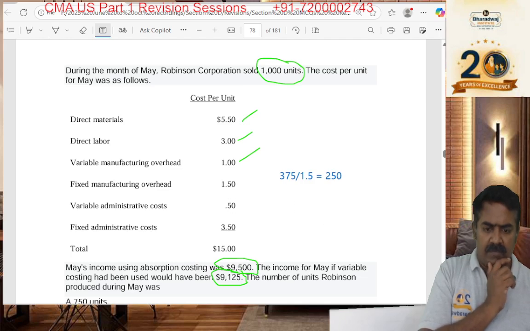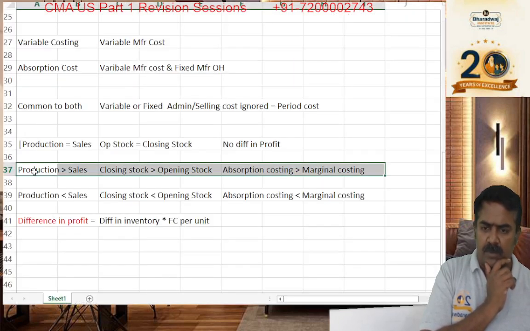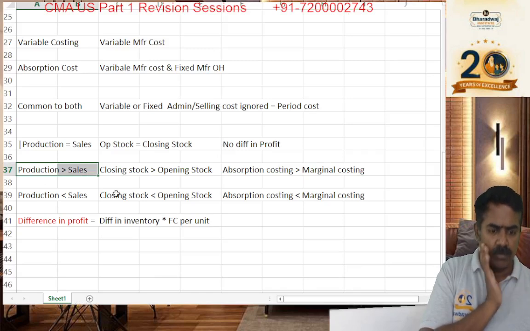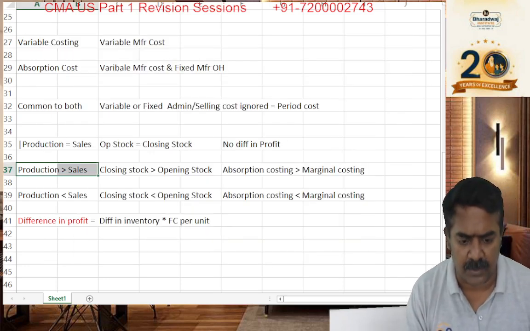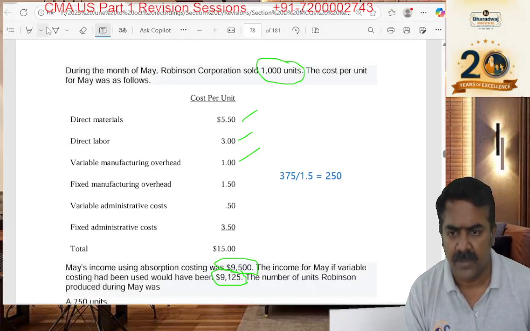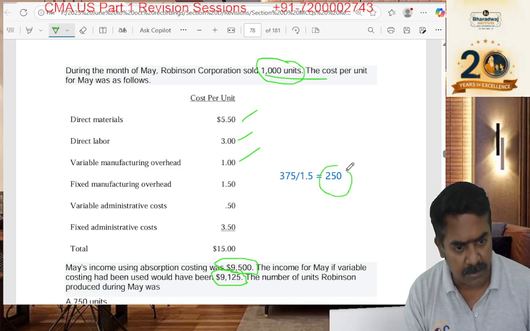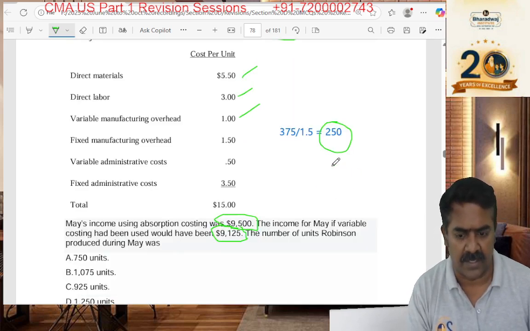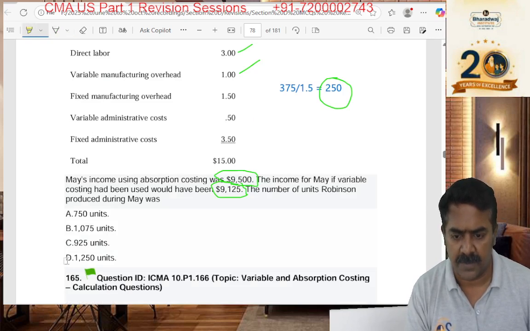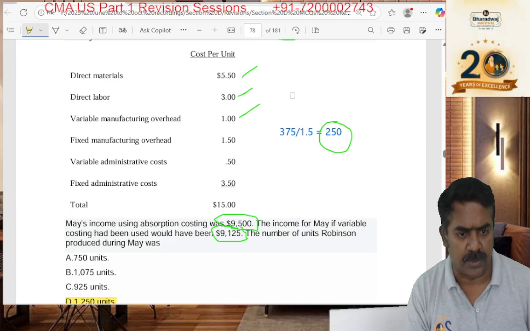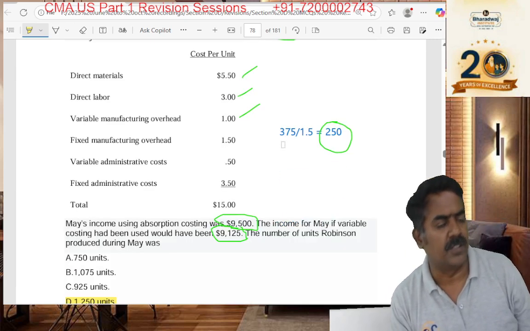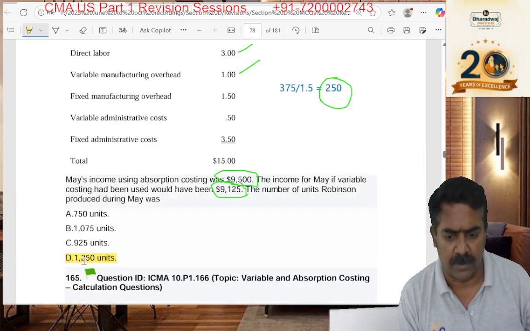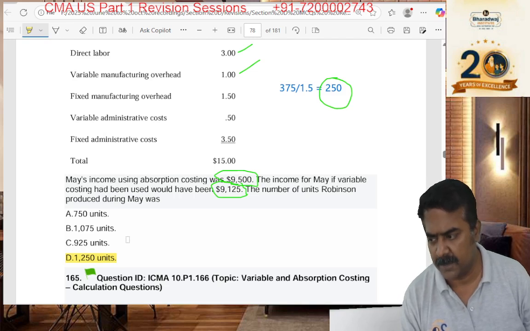So absorption costing profit will be more when production is more than sales. So sales is given to us. What is the sales given to us? 1,000 units. How many units should have been produced? Production would have been more than the sales. So what is the answer? 1,250 units. Production should have been 1,250 and sales is 1,000. Difference was 250. So the production should have been how much? 1,250 units.